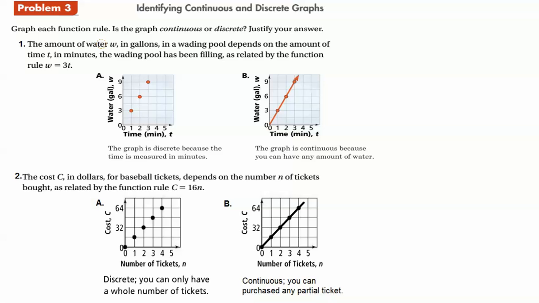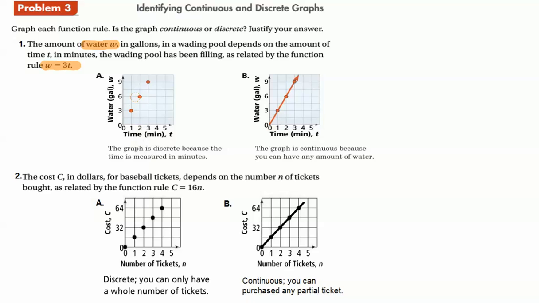The amount of water W, so we're looking at water in gallons, in a wading pool depends on the amount of time T in minutes. The wading pool has been filling as related by the function rule of W equals 3T. So we are given two options and we got to decide, is this continuous or discrete? So our two options are the following.